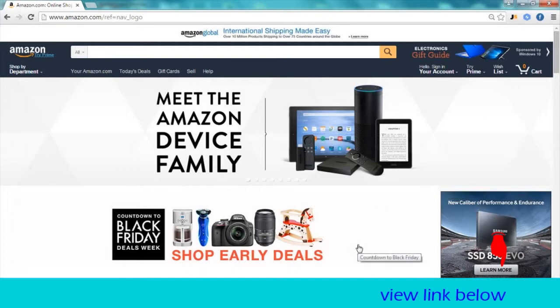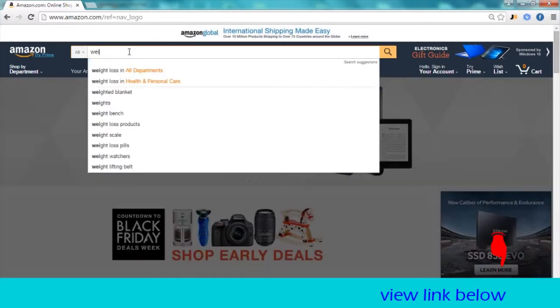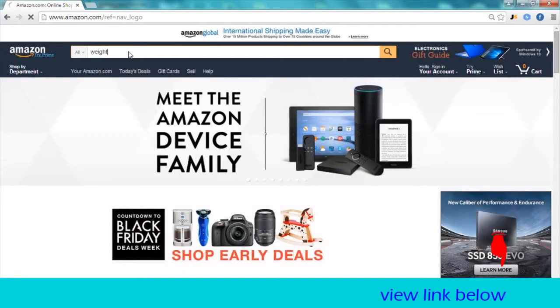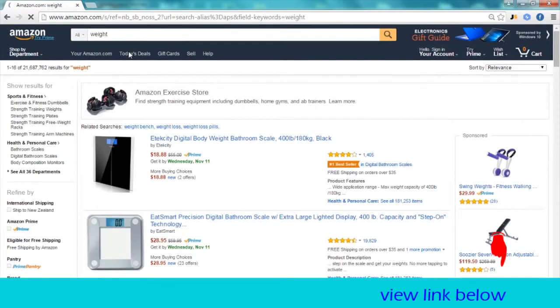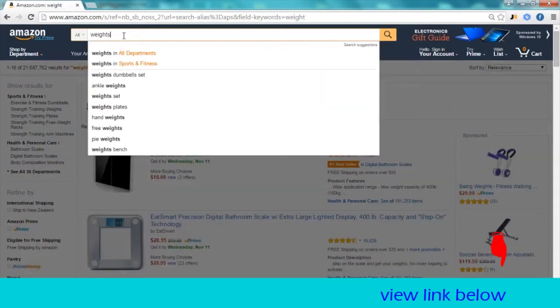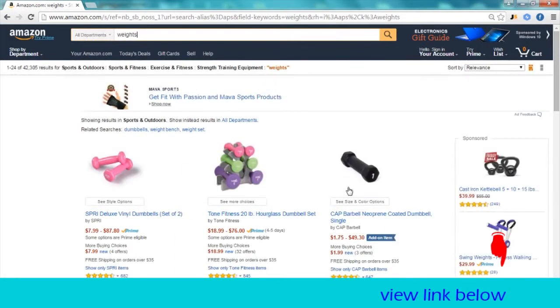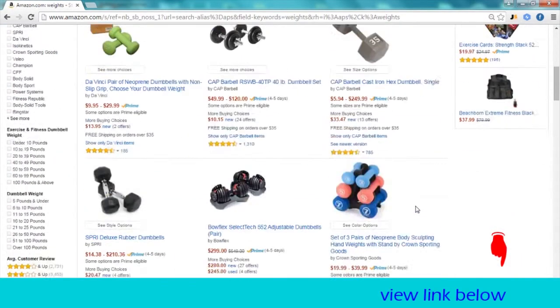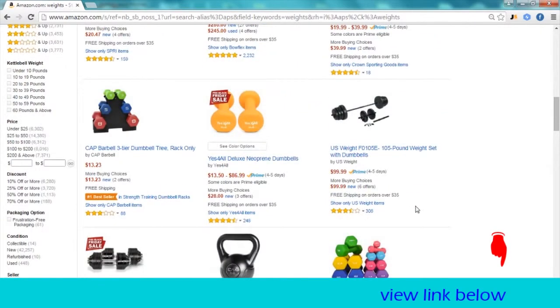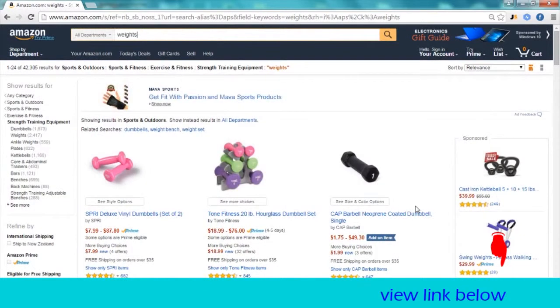So here's the front page of Amazon, and we'll choose a product category. Say you're into weightlifting, so we'll type in weights as a general term, so we'll go weights instead of weight. Okay, so here we've got a whole lot of weights that are for sale. Okay, so these are dumbbells.